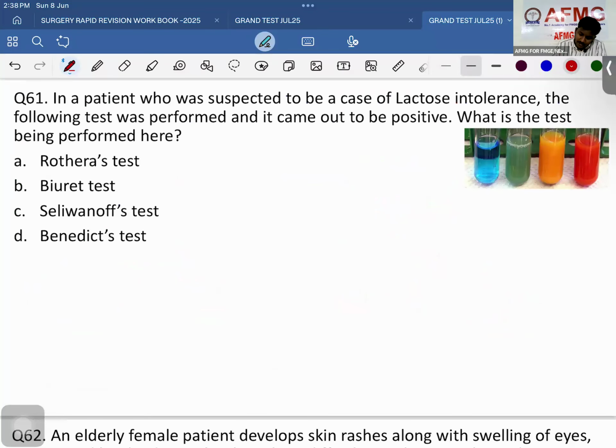Question 61. In a patient who was suspected to be a case of lactose intolerance, the following test was performed and it came out to be positive. What is the test being performed here in this patient? We know this is a classical picture of option D, that is Benedict's test.